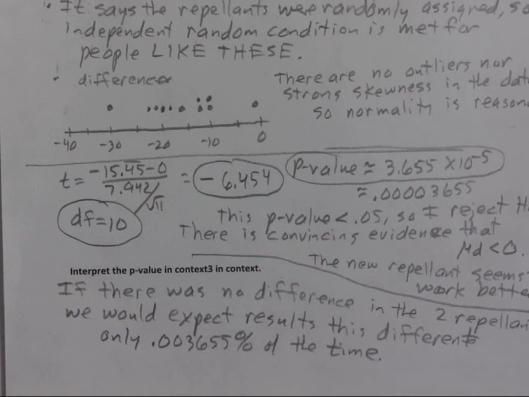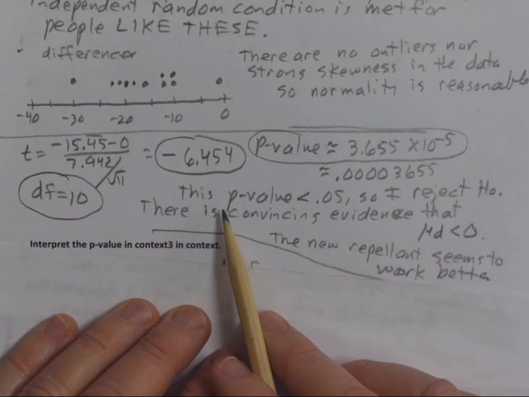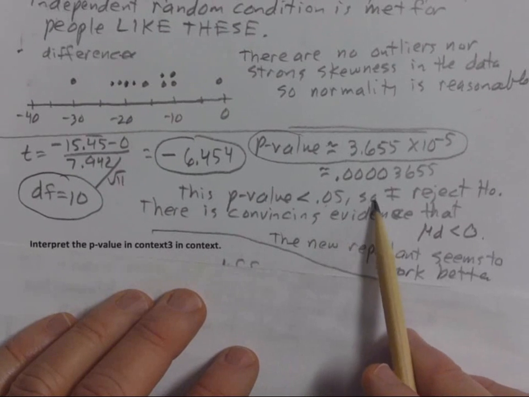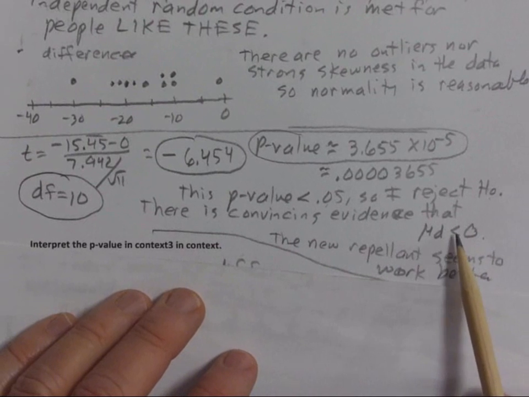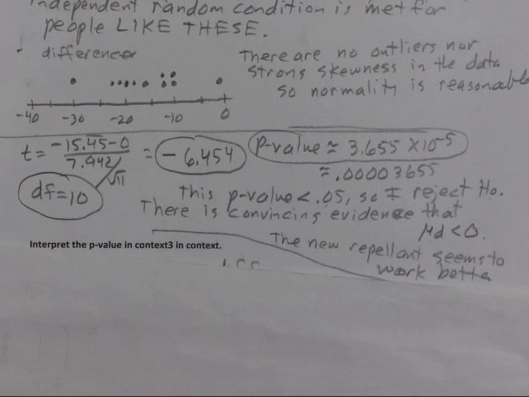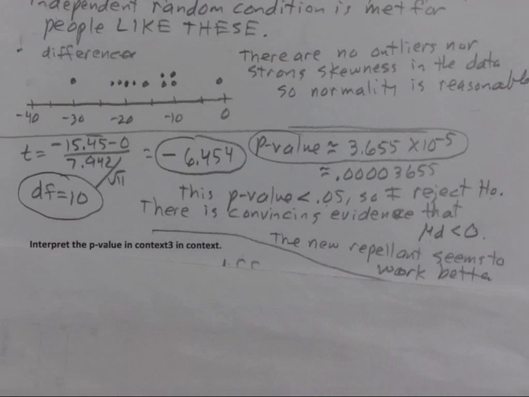Then we have our p-value statement, which is the same as what it's been for a few chapters now. This p-value is below 0.05, so I reject the null. There is convincing evidence that mu sub d is less than 0, and you have to say that in context. In other words, it appears the new repellent works. Not definitely, because it is possible, though very unlikely, that the difference is due to sampling variability. It appears the new repellent seems to work better than the old.